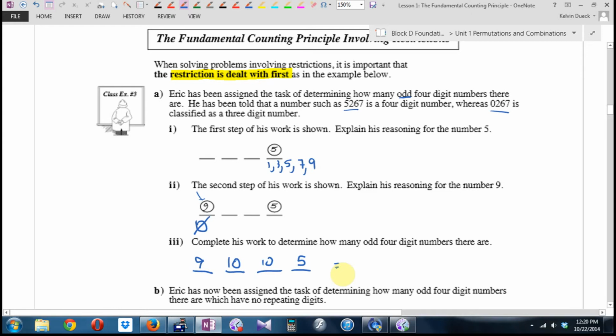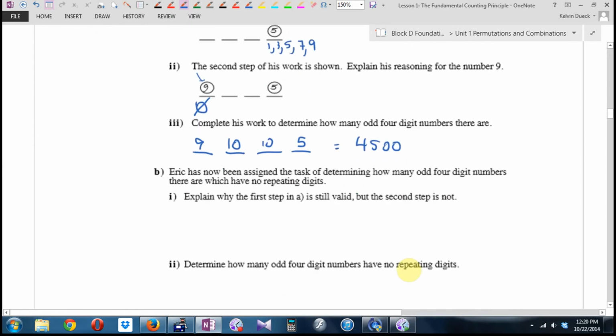I can do this in my head. 10 times 10 is 100. 9 times 5 is 45. It's 45 times 100. Please tell me the answer is 4,500. Is that right? Okay. B.